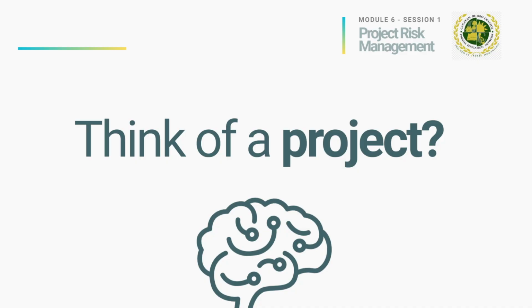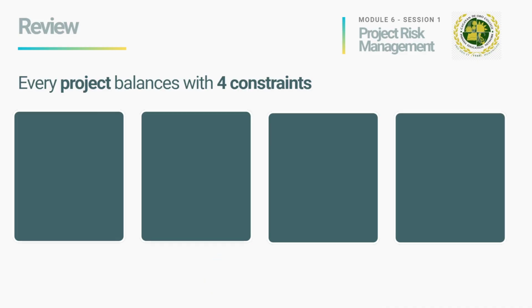Okay, so once you've done thinking of a project, every project balances with four constraints, right? From module one that I discussed earlier or from the previous months, every project is always balanced with four constraints. These four constraints are what we call limitations. Limitations are specific to the project that we are building. Of course, we cannot add features that don't relate to a project. That is why we add a limitation or a constraint.